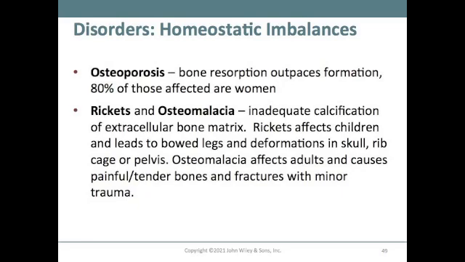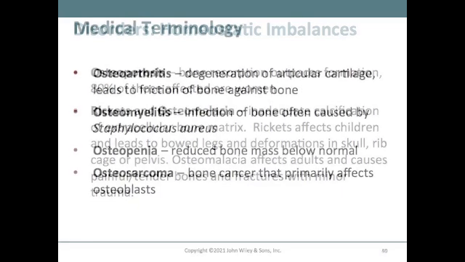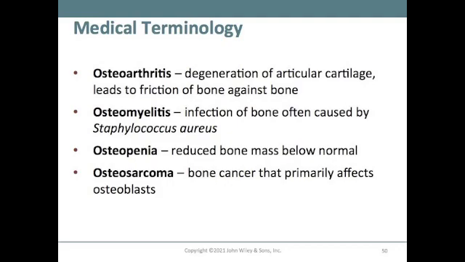Osteomalacia affects adults and causes painful, tender bones and fractures with minor trauma. And then the medical terminology is there on page 199 for you to look at. Osteoarthritis, and arthritis is just an autoimmune disease. Osteomyelitis, which is an infection of the bone often caused by Staphylococcus aureus. Osteopenia, which is reduced bone mass below normal. And osteosarcoma, which is bone cancer.